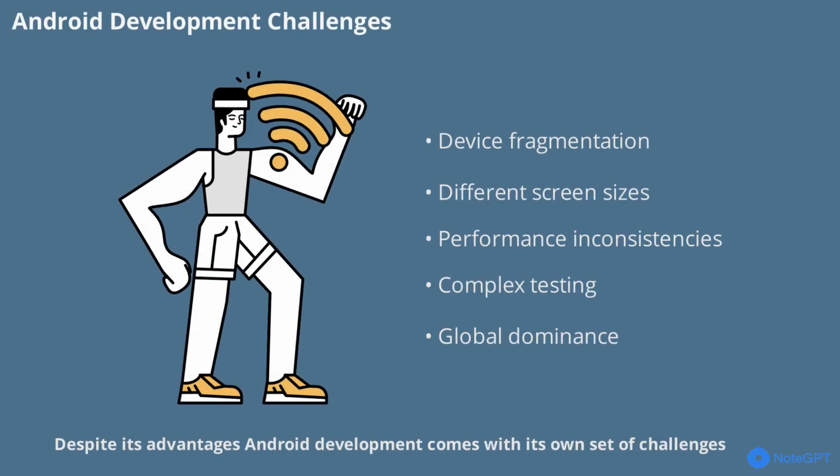Despite its advantages, Android development comes with its own set of challenges. Device fragmentation means apps must work on thousands of different phones, each with unique screen sizes and hardware. Performance can be inconsistent, and testing is more complex. Still, Android's flexibility and global dominance make it a powerful platform for developers looking to reach a wide audience. Apps like Google Maps and YouTube demonstrate the versatility of Android development.